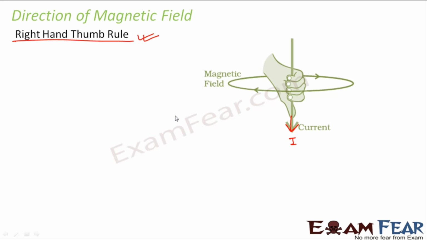Similarly, in case the current is in the upward direction, you can try it yourself. Take your right hand, put your thumb in the upward direction. What do you see? All your fingers will point along this direction. So the magnetic field is in the anti-clockwise direction and in the form of concentric circles. So using this right hand thumb rule, we are able to determine the direction of the magnetic field.